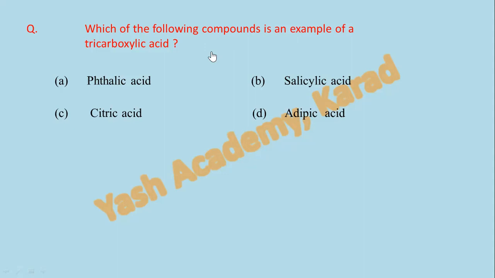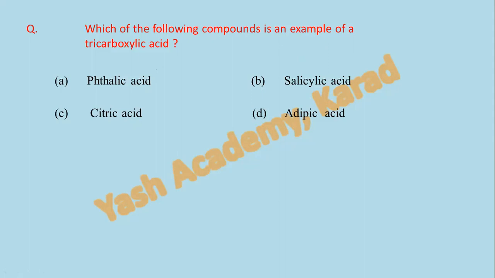You are given four options: phthalic acid, salicylic acid, citric acid, and adipic acid. And you are asked to find an example of tricarboxylic acid. Tricarboxylic acid means an acid which contains 3 COOH groups, that is, 3 carboxylic acid groups in one molecule. This means you must know the structures of each given option.